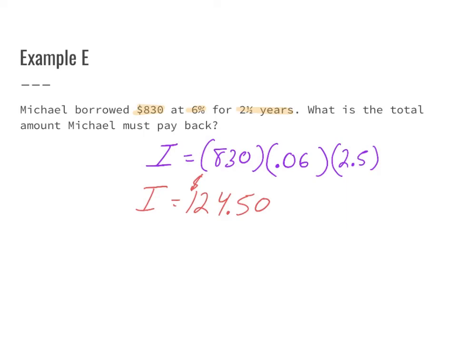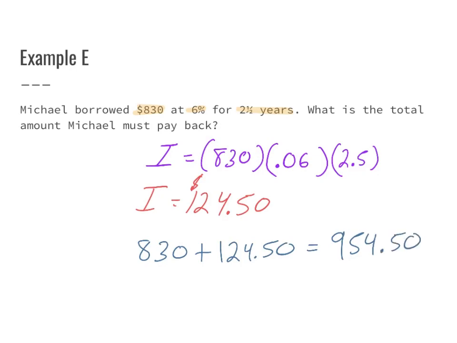The end of the problem doesn't say find the interest. It says find out how much money he owed total. So I'm going to have to talk about the principal. That's how much money he borrowed, so the $830 plus the interest, which was $124.50 that we just calculated. So we're going to add those two together, and when we do that, we'll get our total balance. So we can do that straight in our calculator. And when we do, we get $954.50. So that's how much money he's actually going to owe the bank. He borrowed $830 and he's going to pay back $954.50. Now, why did he have to do that?